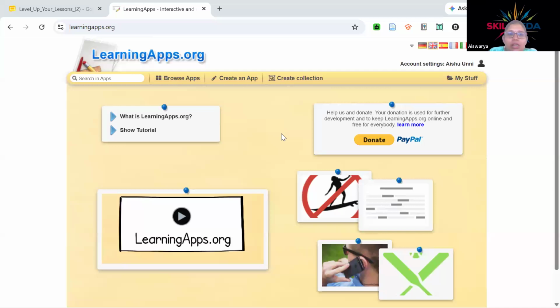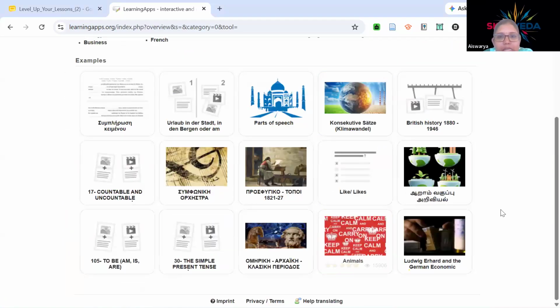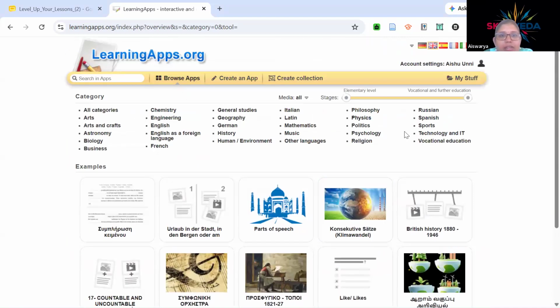Okay. So Learning Apps, this is a wonderful platform where you can create activities for your students, no matter which subject you are teaching. So from here, I'll just show you. You have to log in. Once you log in, you will be able to browse apps. Once you browse apps, there will be a lot of things like this. You can see the categories like general studies, English, human environment, mathematics, psychology, biology, business, chemistry, and all that. You can even set the levels.